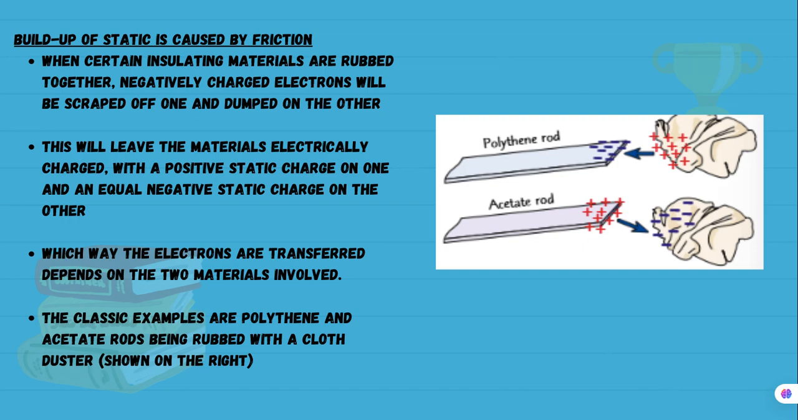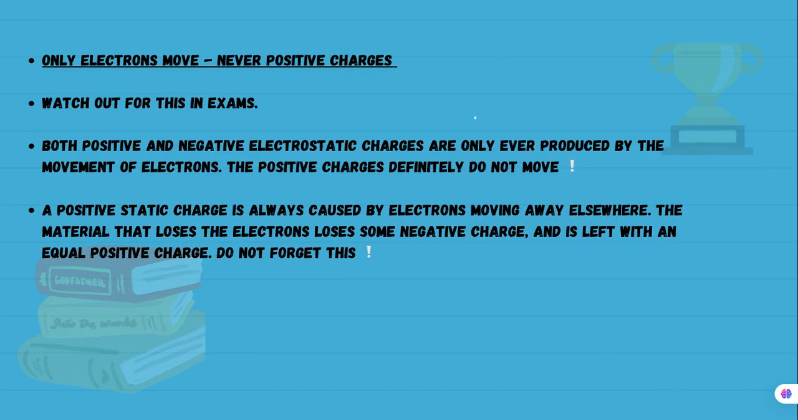Which way the electrons are transferred depends on the two materials involved. The classic examples are polythene and acetate rods being rubbed with a cloth duster shown on the right. Only electrons move, never positive charges. Watch out for this in exams.